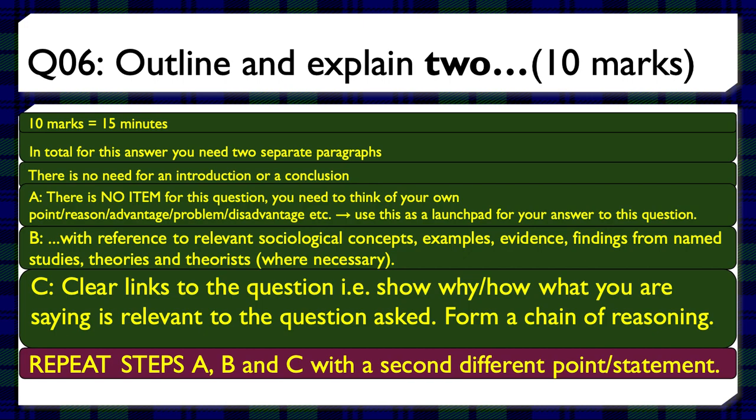In many ways, it's similar to the other 10-mark question on this paper, except that it is on a different topic and there is no item. If the question asks you to outline and explain two either disadvantages or advantages or problems of a research method, then you need to state what that is, and then develop this in the rest of the paragraph with sociological concepts, examples, and findings from studies where necessary to illustrate your points. For your second paragraph, you need to repeat the process with a second point.